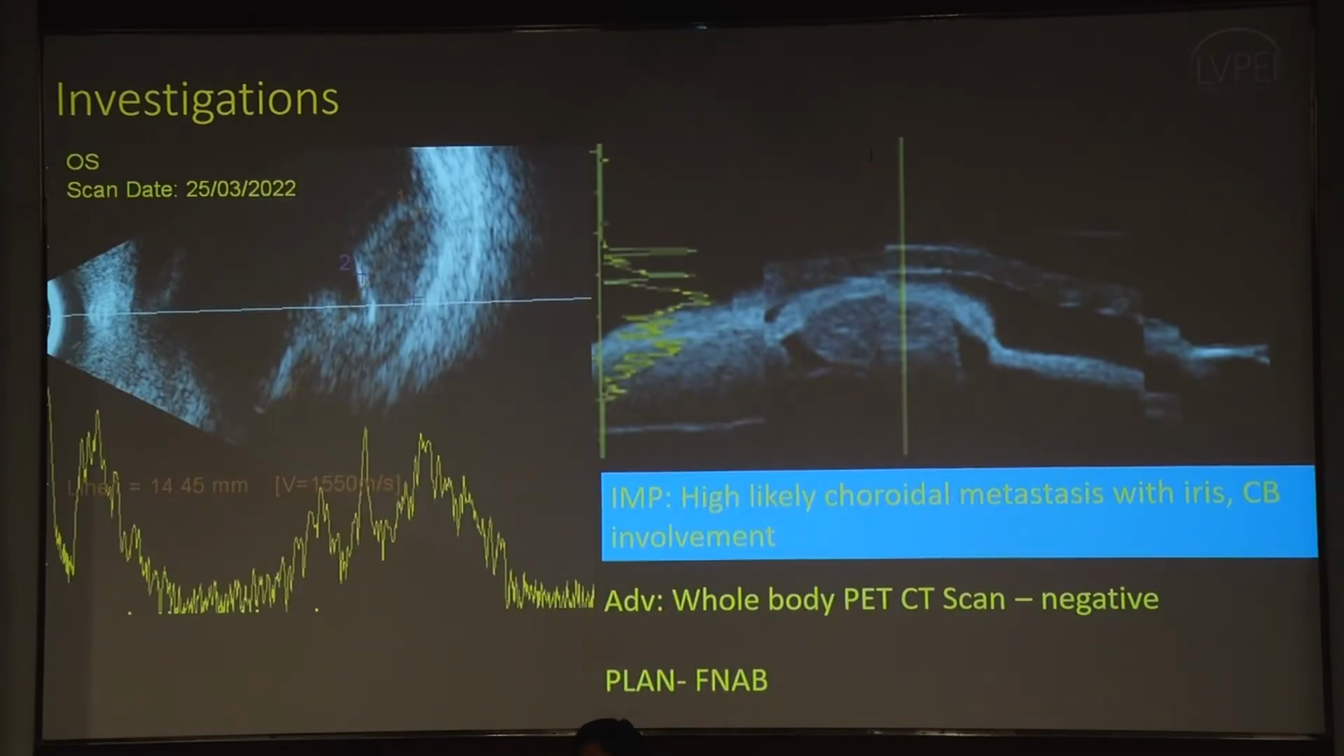The ancillary imaging, as was shown in the previous presentation, we did, and it did show a mass lesion usually arising from the choroid, and it was extending up to the ciliary body region as shown on the B scan. Looking at the morphology and clinical presentation, a high index of suspicion for choroidal metastasis was kept in mind. The patient was advised a whole body PET CT scan, and to our surprise, it came negative. And then we thought it better to do a biopsy to confirm the diagnosis exactly, whether it is a benign lesion or malignant lesion.